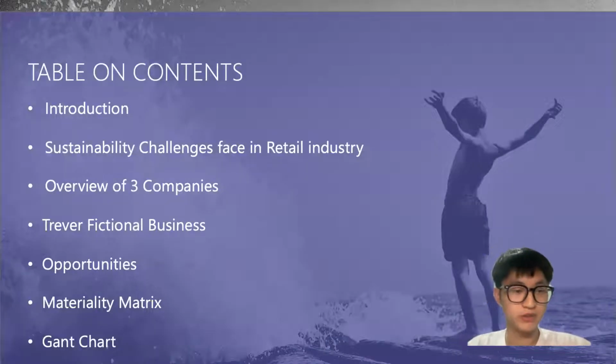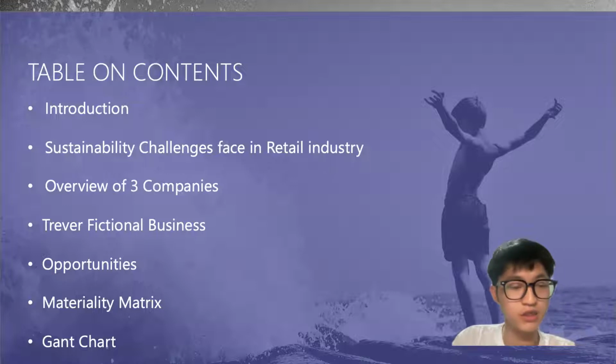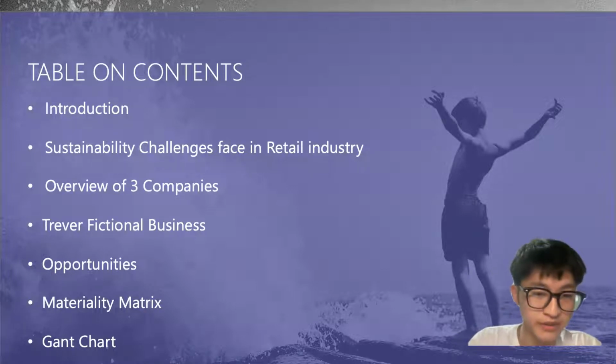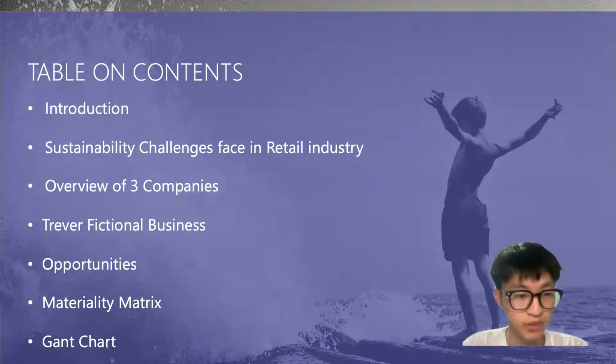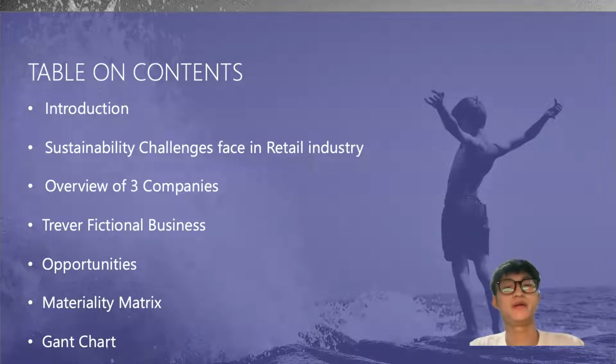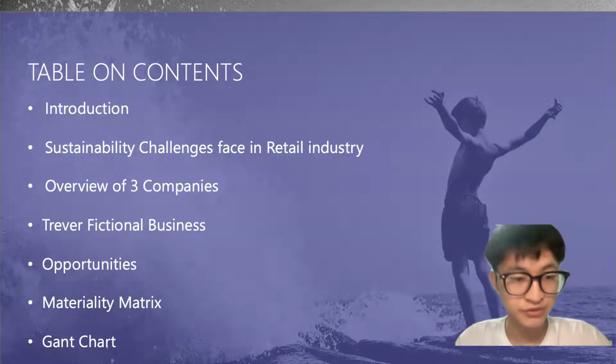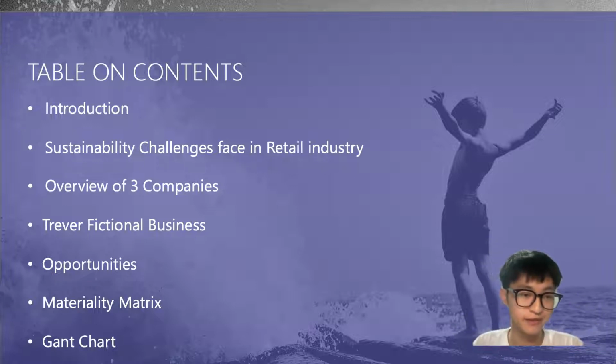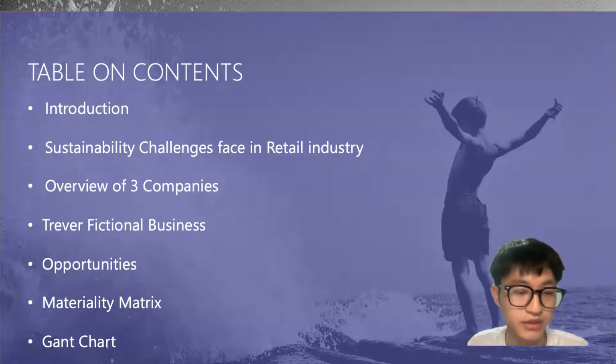So we'll start out with the table of contents. I'll start off with the introduction and the sustainability challenges faced in the retail industry, the overview of the three companies I researched during my assessment one, and Trevor, which is my fictional business, and the opportunities in the industry, and we'll end off with two theories for my fictional business, including a materiality matrix and a Gantt chart.